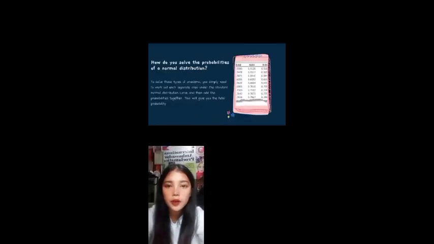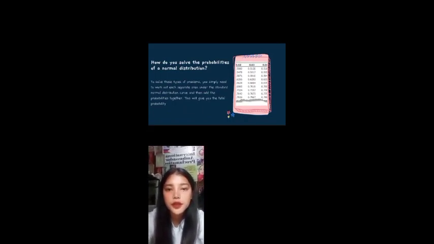How do you solve the probabilities of a normal distribution? To solve these types of problems, you simply need to work out each separate area under the standard normal distribution curve and then add the probabilities together. This will give you the total probability.